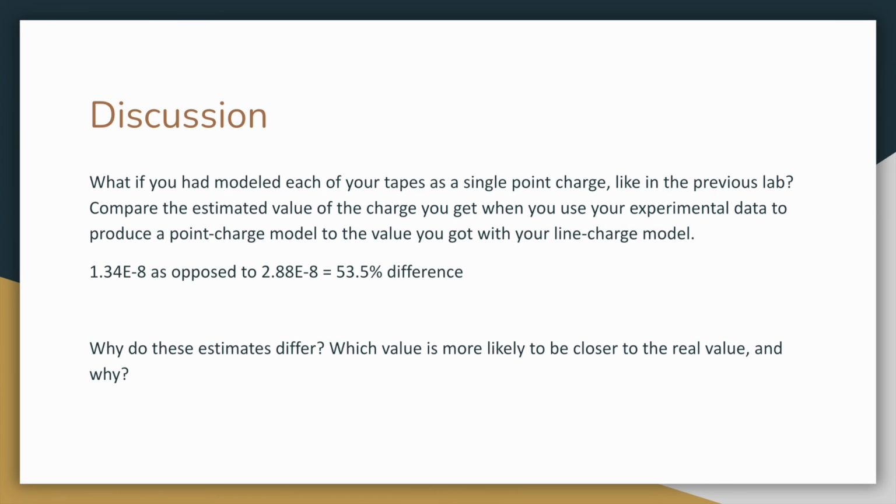Why do these estimates differ? Which value is more likely to be closer to the real value, and why? These estimates differ because we used different methods of calculation in order to find the charge for each estimate. The second estimate, or 2.88 times 10 to the negative 8th coulombs, is most likely closer to the real value, seeing as we took into account the length of the tape with this estimate and modeled it as several segments rather than just as one point charge, and this more accurately models the real-life interactions between the charged pieces of tape.